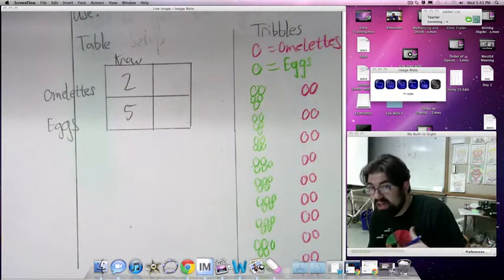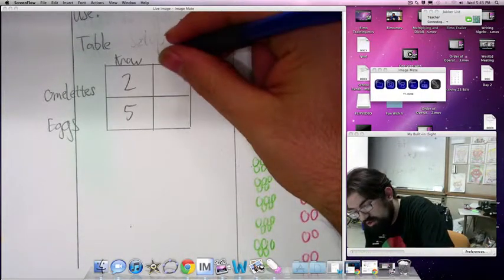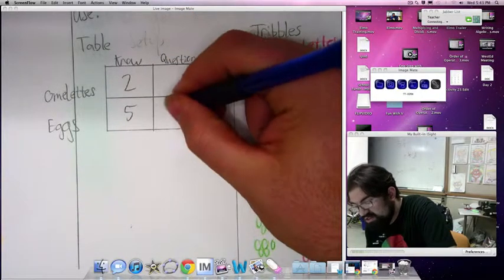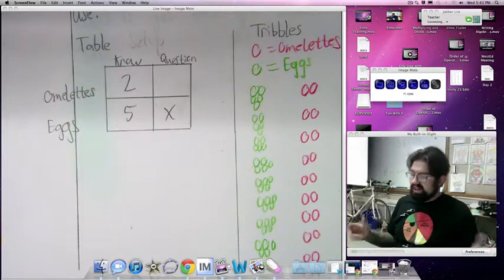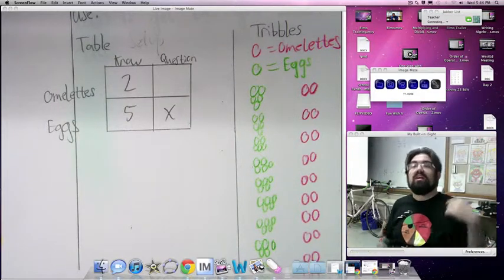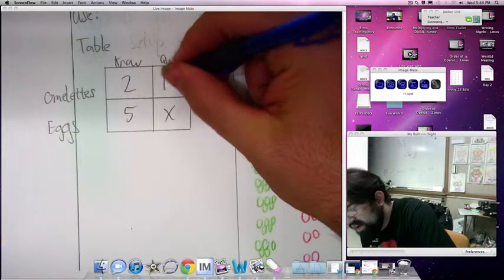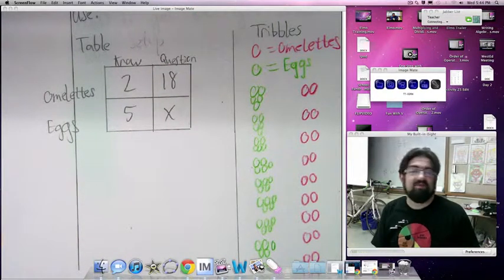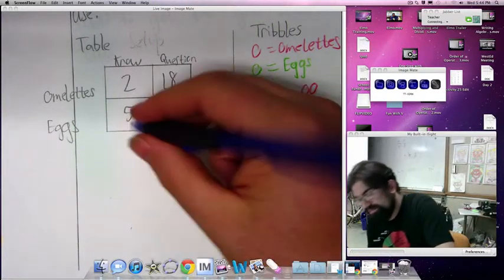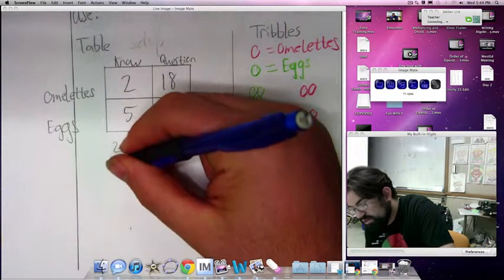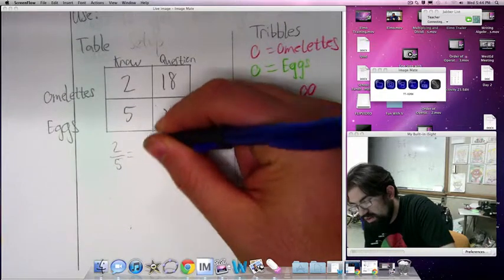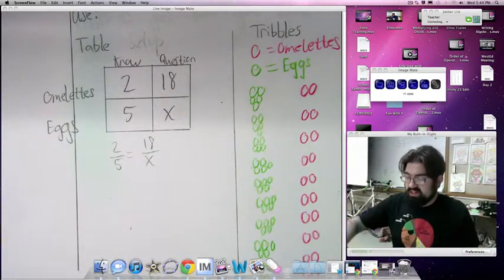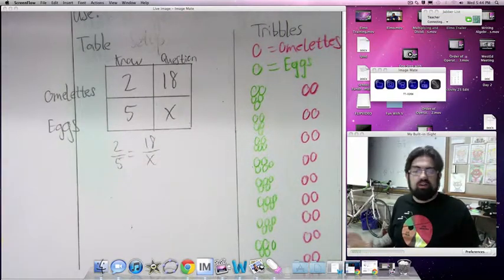The question then becomes, oh, there it is, question. How many eggs, doesn't get much simpler than that, how many eggs does it take to make 18 omelets? Once we've made that, then we just make our equation and we solve it. This is 2/5 is equal to 18 over x. And then you just solve it. And you might say, what happens if I just flip this upside down? That's fine. It'll still give you the answer.